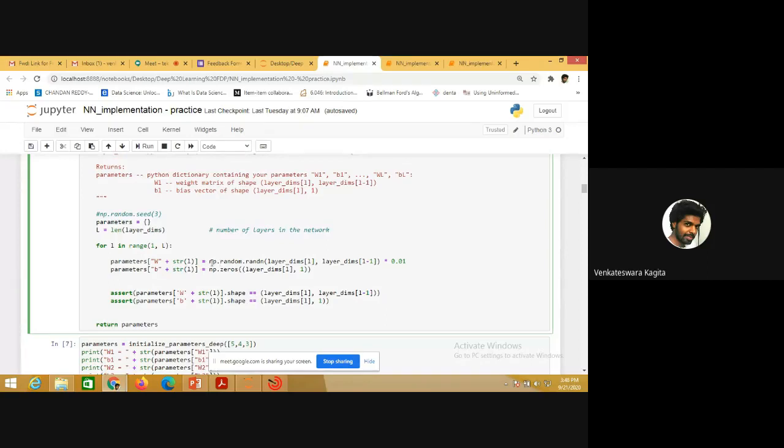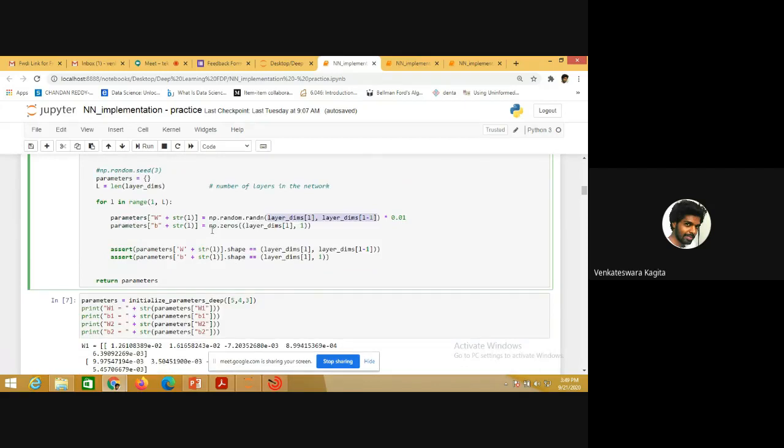So I'm initializing random values with the dimensions of layer dimensions L times layer dimensions L minus 1, isn't it? Layer dimensions I know, so according to that, I'm initializing the matrix multiplied by 0.01. This is some random initialization. B is initialized to zeros with the layer dimensions of L by 1.